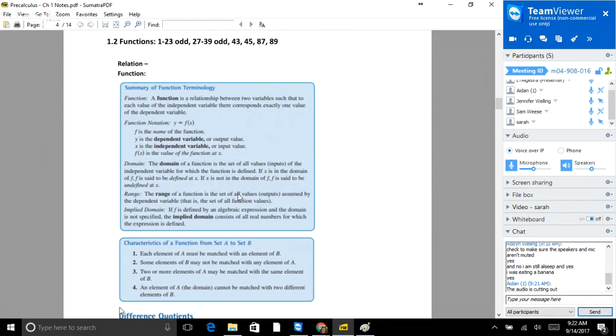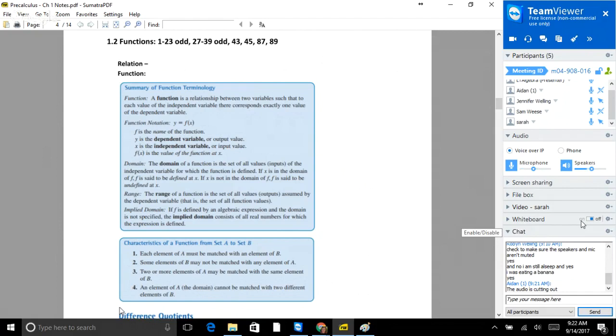Uh-oh, Aiden's audio is cutting out. Is the audio working for everyone else? It's a little better? Okay. Let me know if it's not. I'll try to figure something out. And like I said, there might be some better technology than what I'm using. So I'm open to that too.